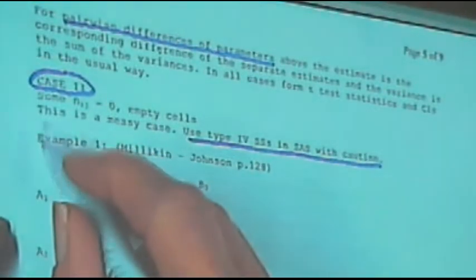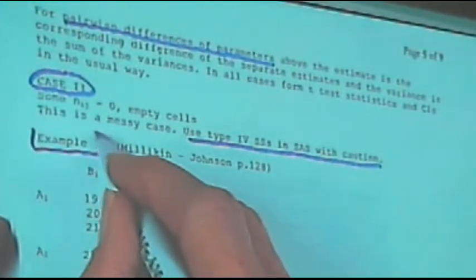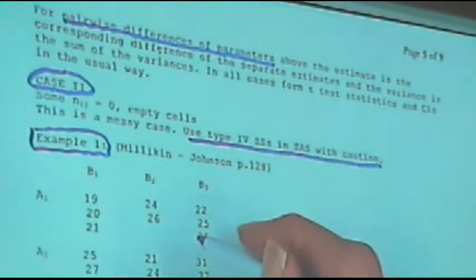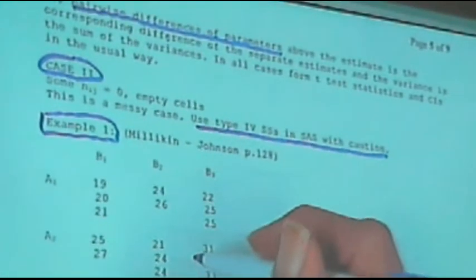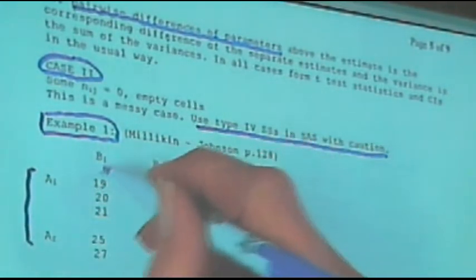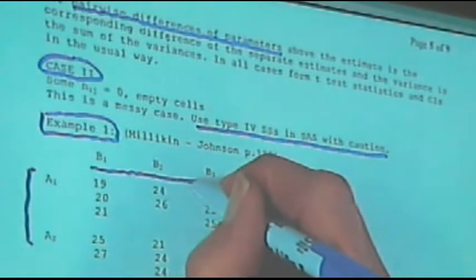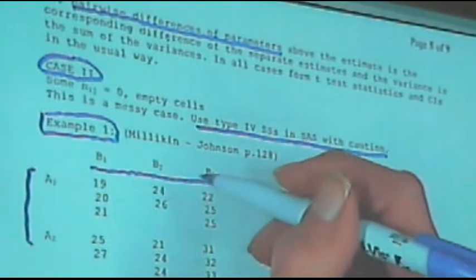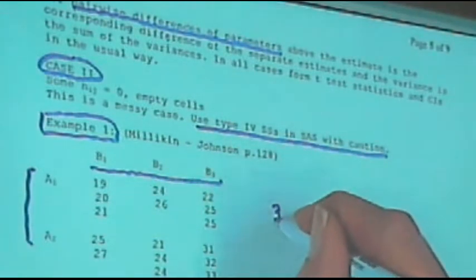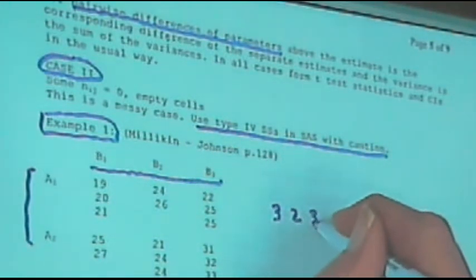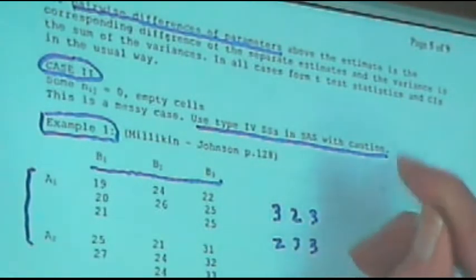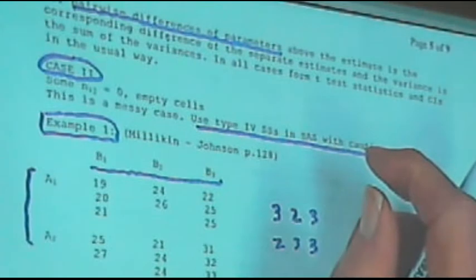Okay, let's take a look at example 1 here. This is from Milliken and Johnson's book on messy data. Here's a very small data set which has 2 levels for the row factor A, 3 levels for the column factor B. And so we have these 6 cells, but the sample sizes are 3, 2, 3, 2, 3, 3. Unbalanced sample sizes.